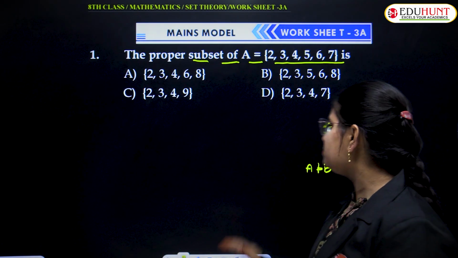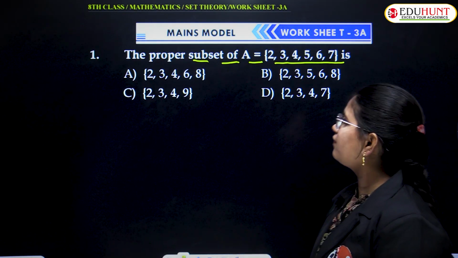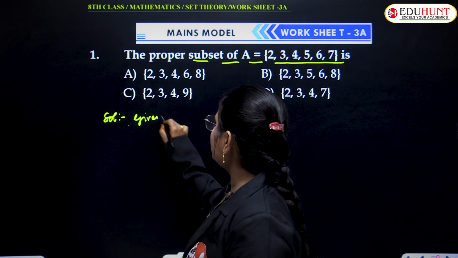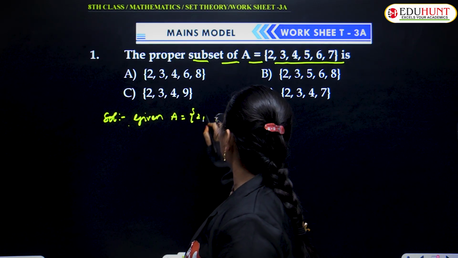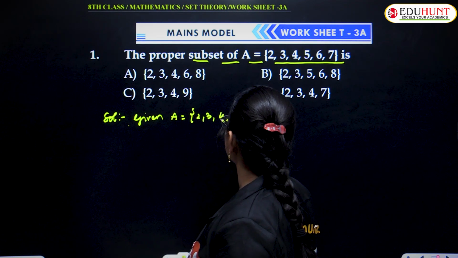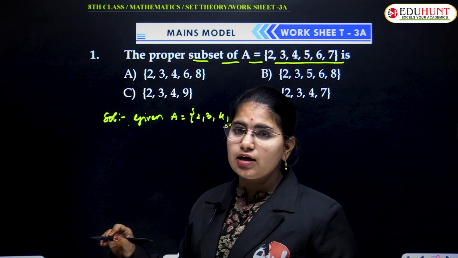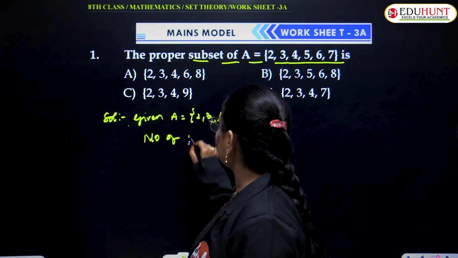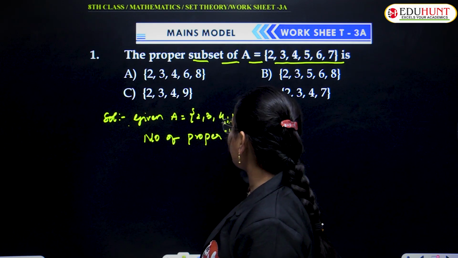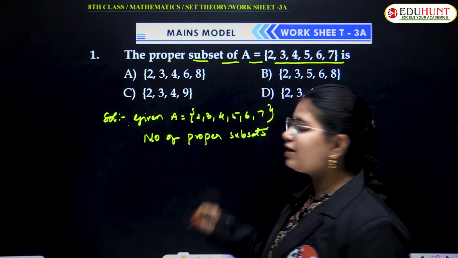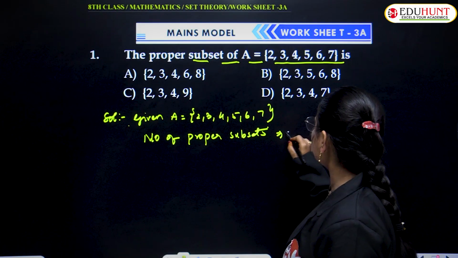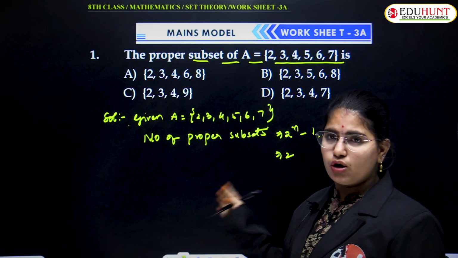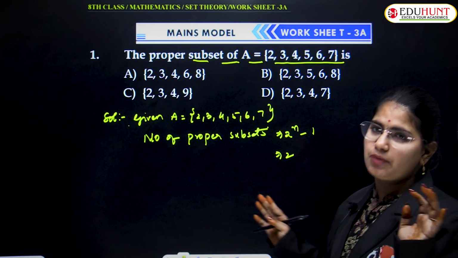So let's come to the question part. What is the question they have given? Given A equals {2, 3, 4, 5, 6, 7}, if I ask how many proper subsets there will be in total, what is the formula? The number of proper subsets is 2 power n minus 1. Anyhow, that is not asked in the question; for your knowledge I am explaining it.